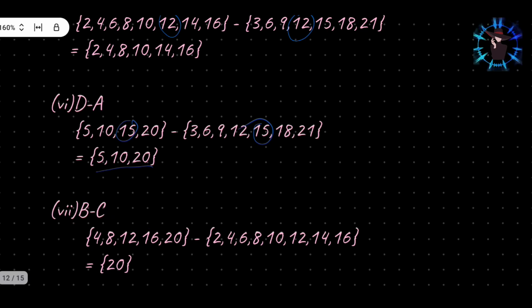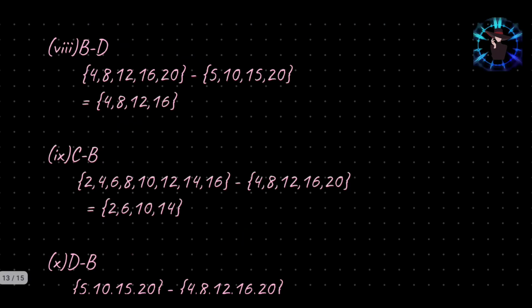For B minus C, 4, 8, 12, 16, 20. We got 2, 4, 6, 8, 10, 12, 14 and 16 as C. So we have 4, 4, 8, 8, 12, 12, 16, 16. We only don't have 20. So 20 is the only element we got as B minus C. B minus D, 4, 8, 12, 16, 20 minus 5, 10, 15, 20. We got 4, 8, 12, 16. As we have 20 common, we are not taking that one.